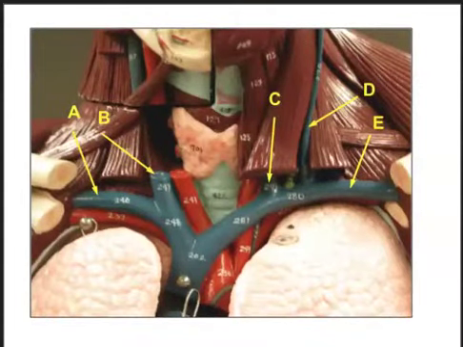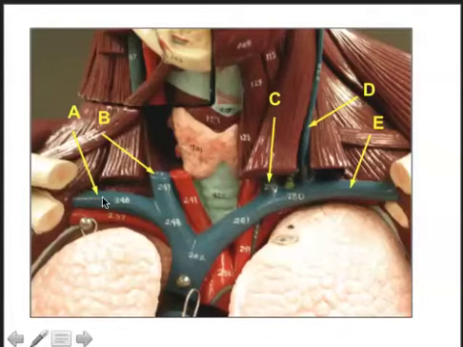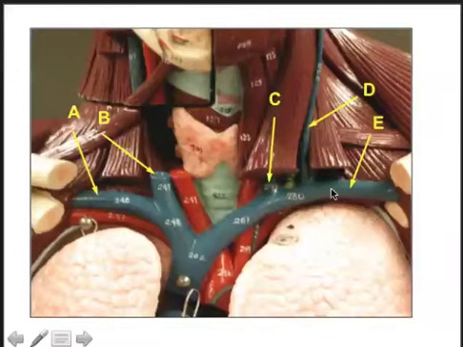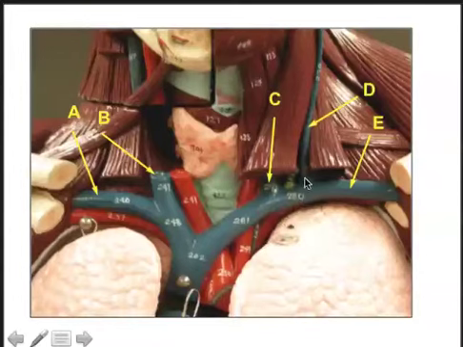Okay. Close-up view, again, looking at the vessels in the cervical region. A is the right subclavian. B is the right internal jugular. C is the left internal jugular. D is the left external jugular. And E is the left subclavian. Notice that you have an internal and an external jugular on each side.